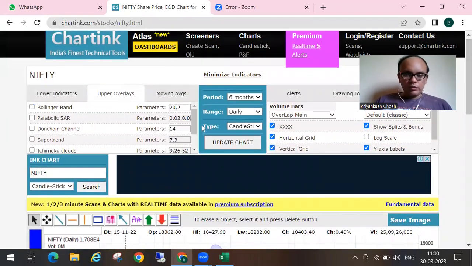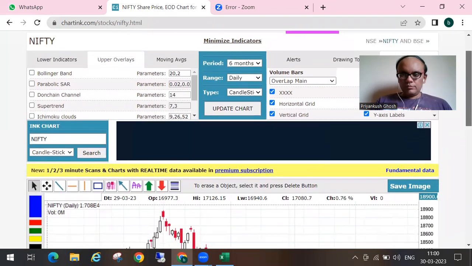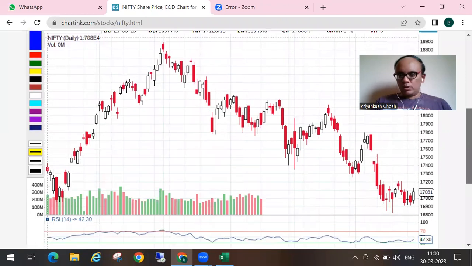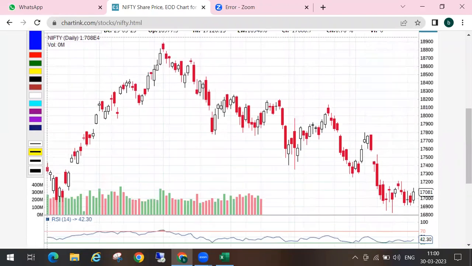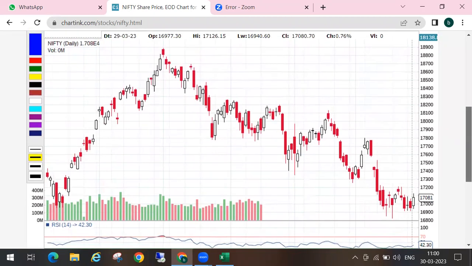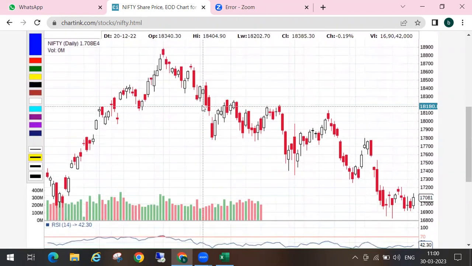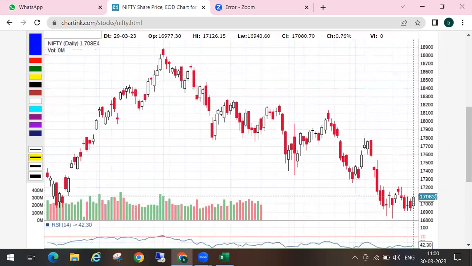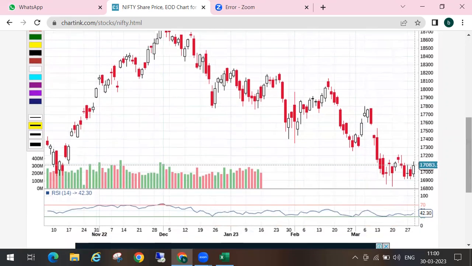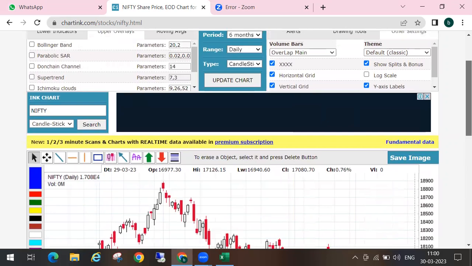I am removing this and clicking on update chart. So see here, this is the Nifty daily chart. In charting.com, I have used these parameters. Here you can see it consists of just the candlesticks, and this is the closing price of Nifty yesterday, 17,081. So this is just a normal candlestick chart.